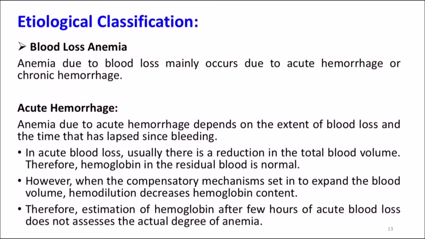Anemia due to acute hemorrhage depends on the extent of blood loss and the time that has lapsed since bleeding. In acute blood loss, usually there is a reduction in the total blood volume. Therefore, the hemoglobin in the residual blood is normal.